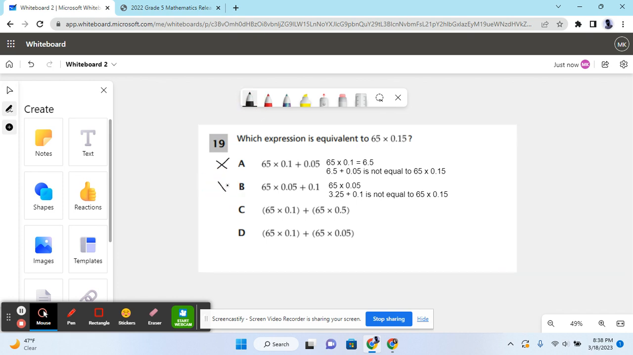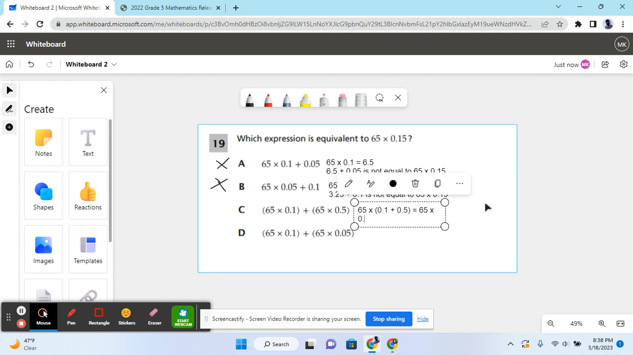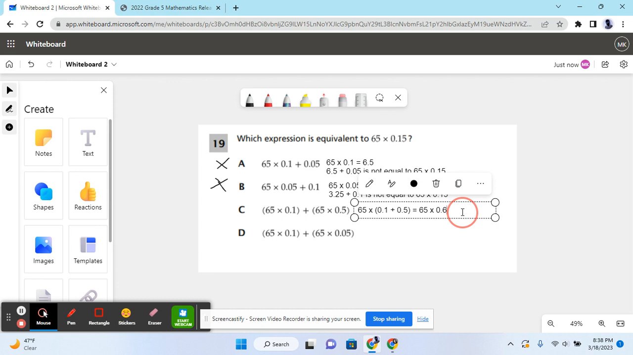Now for answer choice C. C is not correct either, because if you were to undo the distributive property, you would keep 65 and you would add 0.1 and 0.5, which would get you to 65 times 0.6. And 65 times 0.6 is not equal to 65 times 0.15. Sorry for the stuttering. I don't know what happened there. You can cross C out.